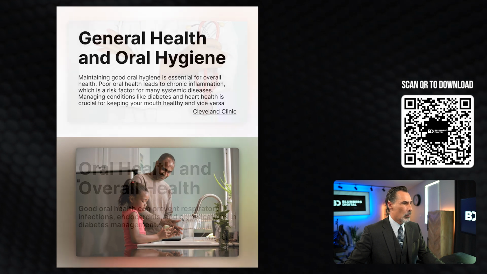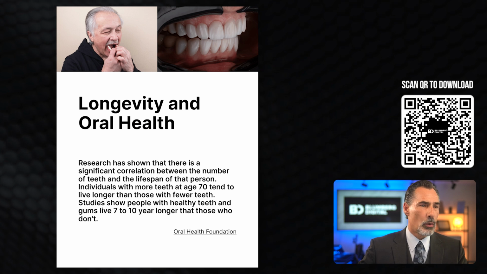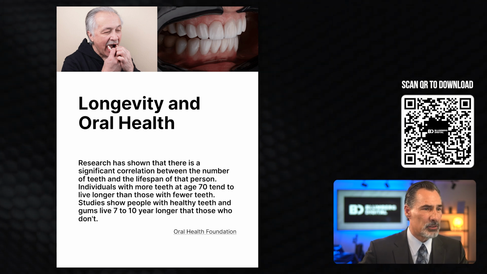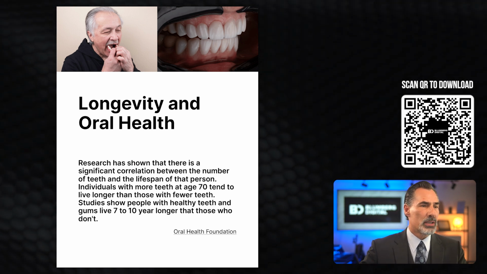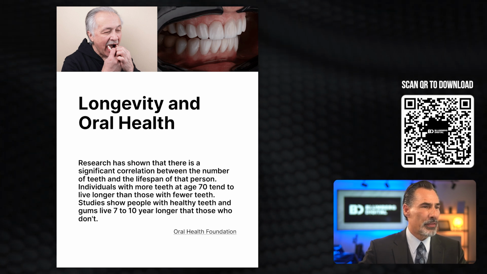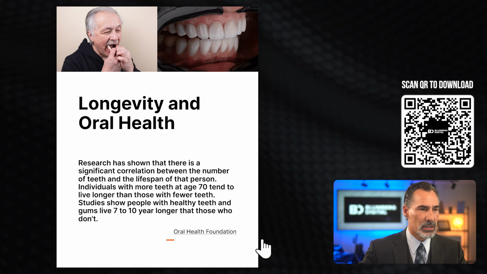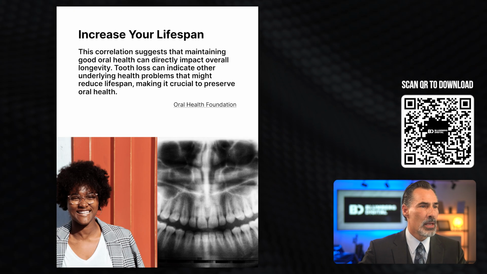General health and oral hygiene, longevity and oral health. Research shows that there is a significant correlation between the number of teeth and the lifespan of the person. Individuals with more teeth at age 70 tend to live longer than those with fewer teeth. Studies show people with healthy teeth and gums live 7 to 10 years longer, and there's a link to the study. You just click that and it takes you straight to the study.